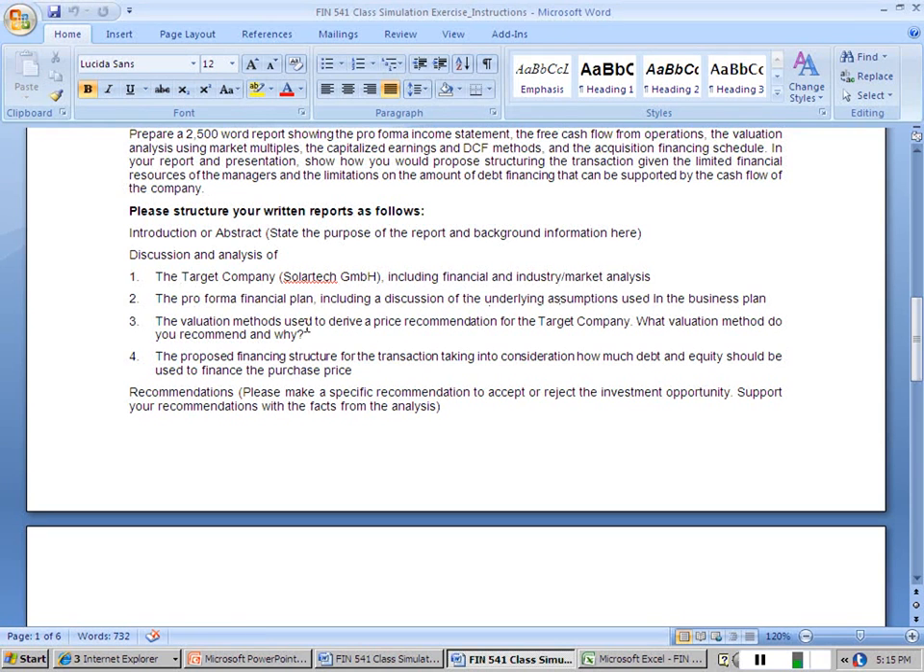used in the business plan. In other words, 2 and 3 become actually part 2, because you need the pro forma financial plan to be able to do the valuations. And you close part 2 by making a price recommendation. And finally, part 3, number 4, is the proposed financing for the transaction, taking into consideration how much debt and equity should be used to finance the purchase price. You should conclude by making a recommendation as to whether you would accept or reject the investment opportunity, and you're asked to support your recommendations with the facts resulting from your analysis.